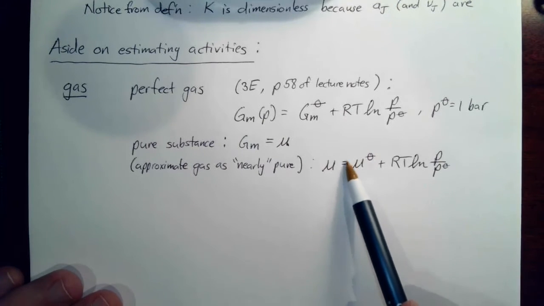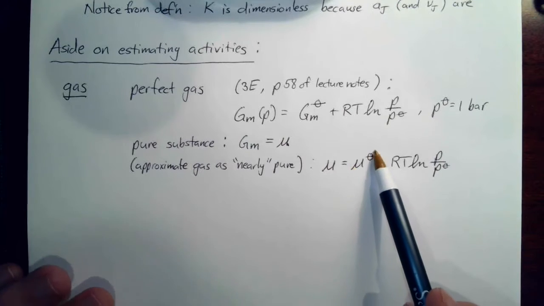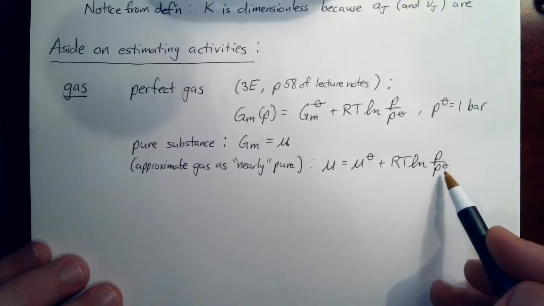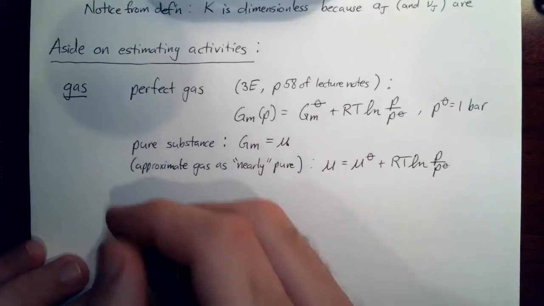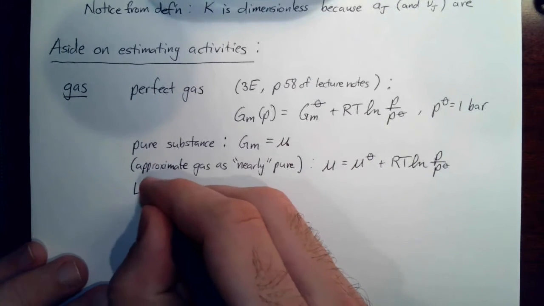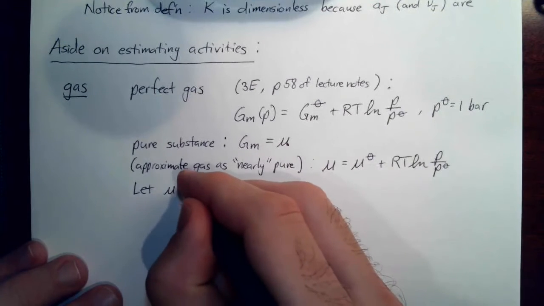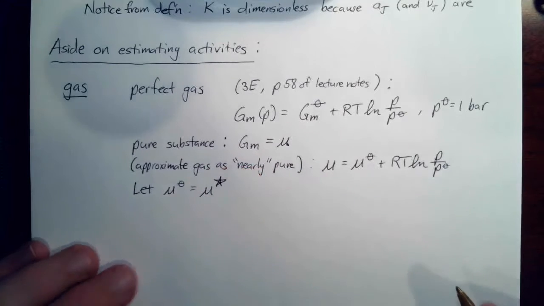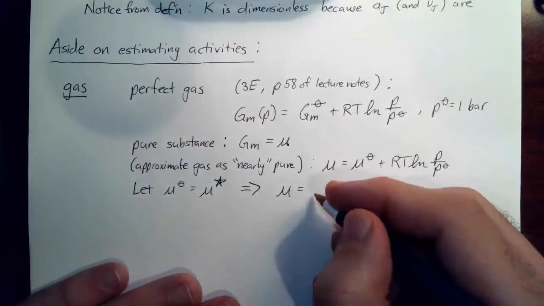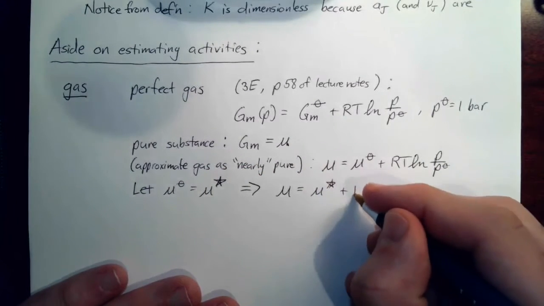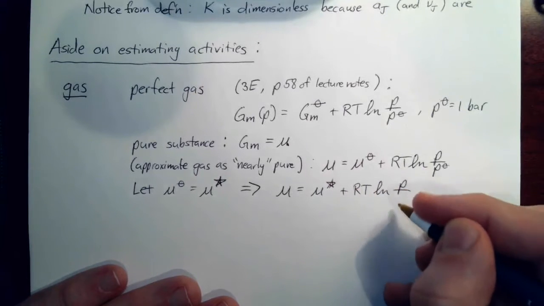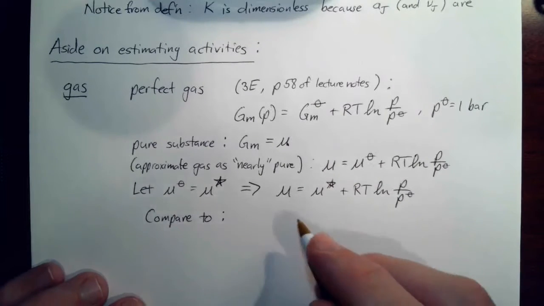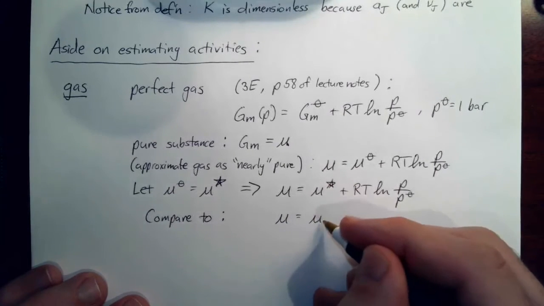So this standard chemical potential is up to us to choose. In this case, the standard pressure has already been chosen. And let's let the standard chemical potential be the chemical potential of the gas when it's pure. Then making the substitution, we have this equation, and now compare that to this equation.